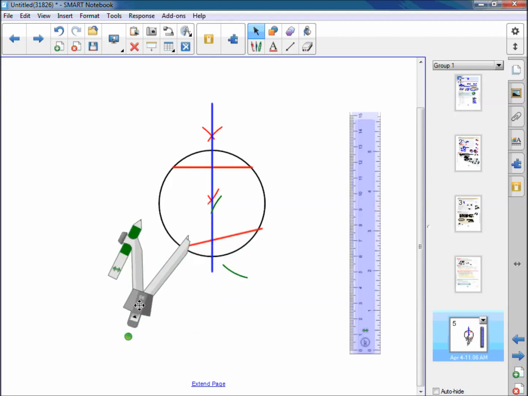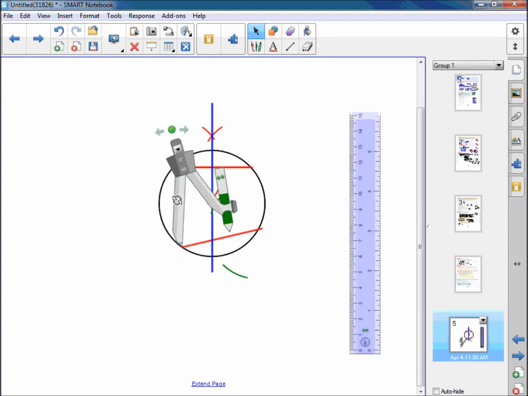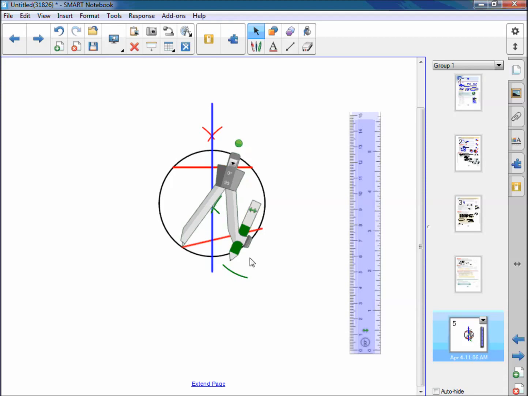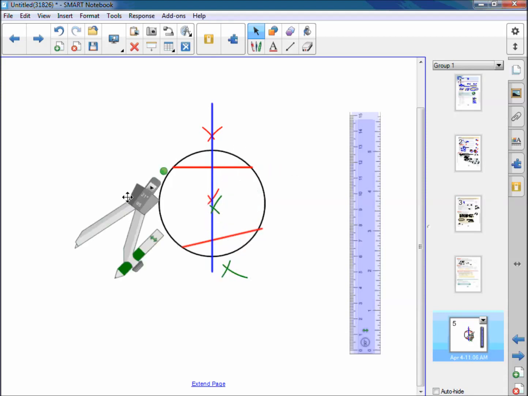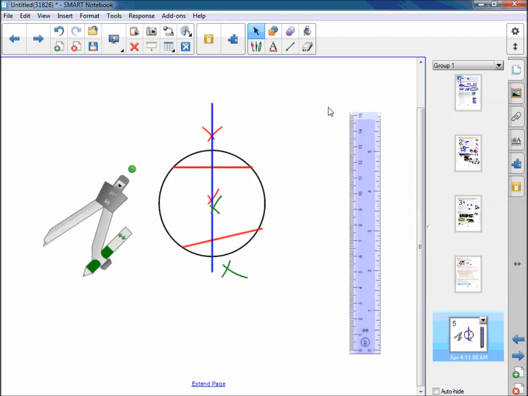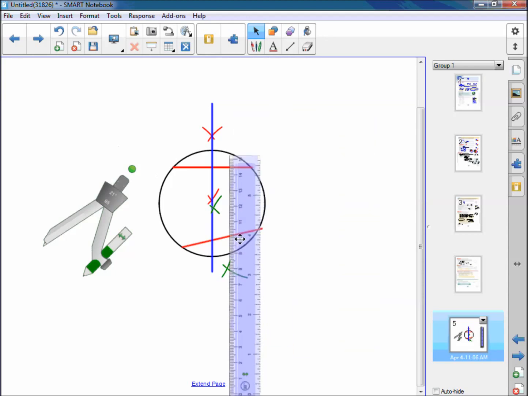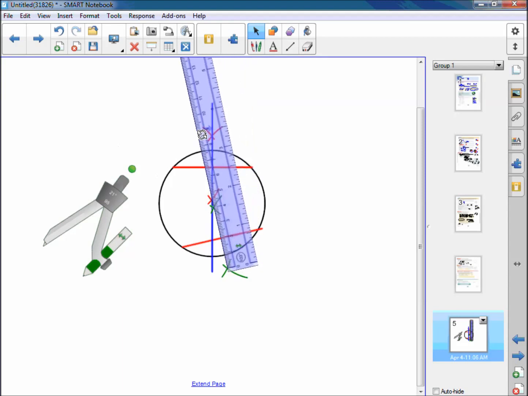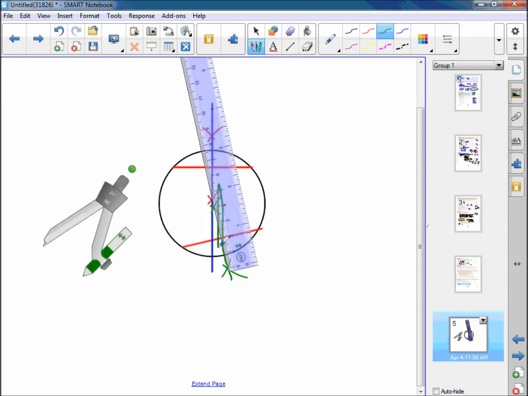And now we take the pointy end and put it on this side, and draw an arc so we can get our intersection. So there's 1 intersection. And then we spin it around here and get the other intersection. All right, so now we're going to take our straight edge one more time, line it up here, and draw this one in. So here's our other perpendicular bisector.